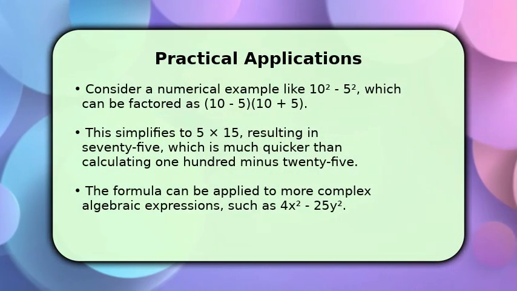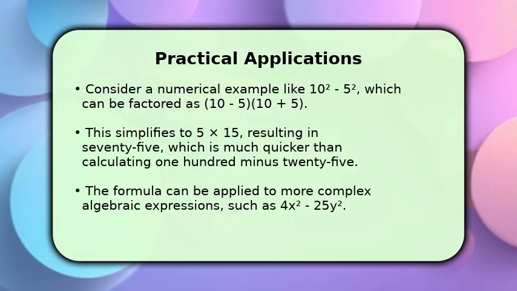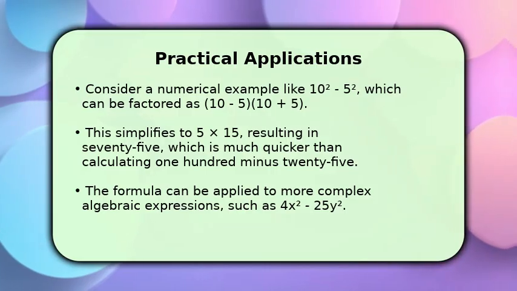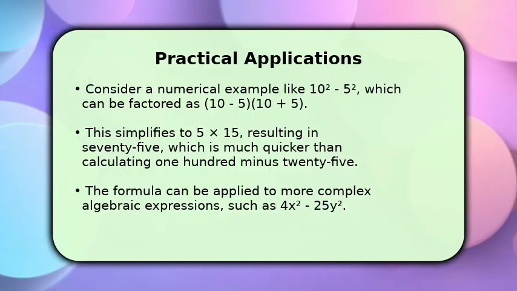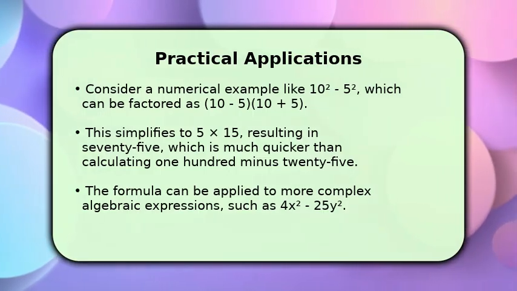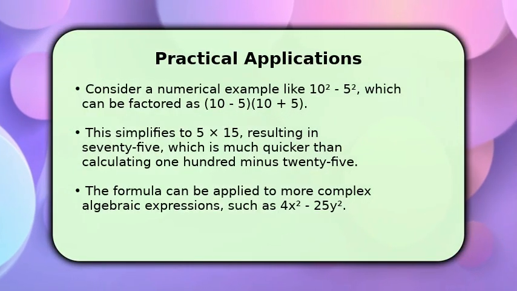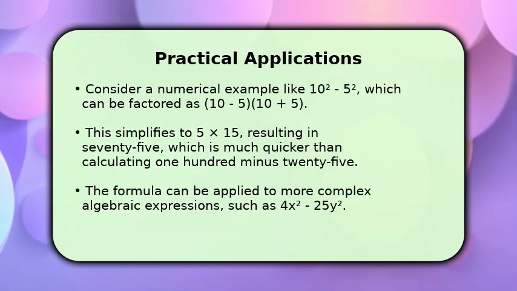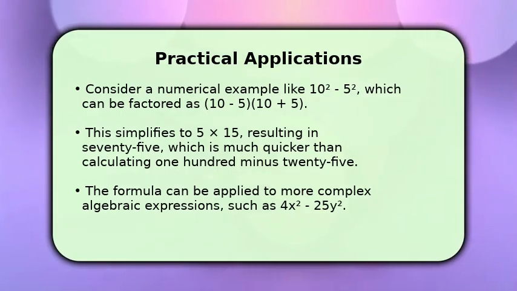Let's apply this formula with a numerical example. Consider 10 squared minus 5 squared. Instead of calculating 100 minus 25, which is 75, we can use the formula. This becomes (10 minus 5) times (10 plus 5), which simplifies to 5 times 15, also 75. This method is incredibly useful for quickly simplifying both numerical and algebraic problems, saving you time and effort in calculations.